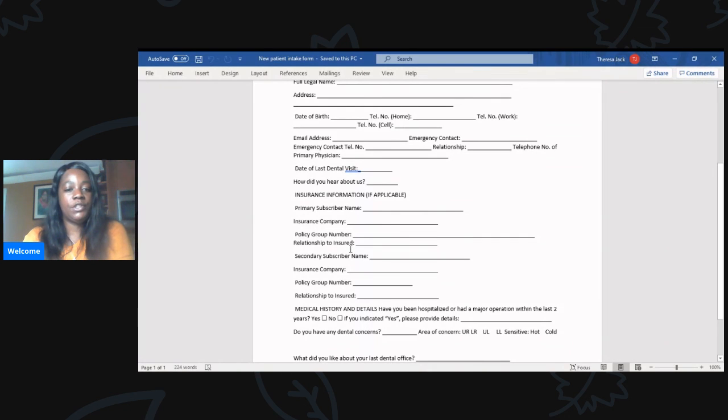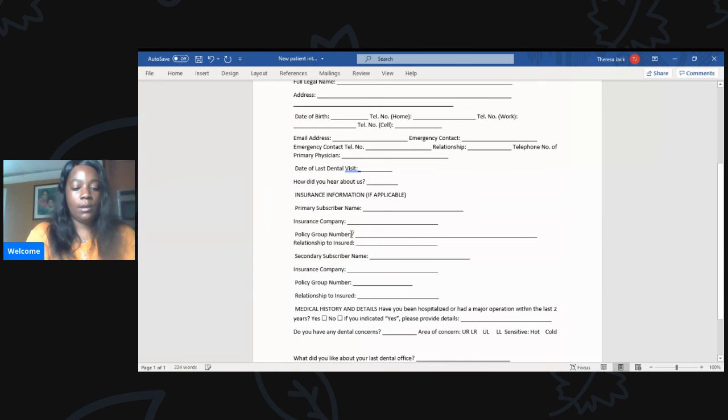The relationship to the insured person, we want to make sure we know what that is. If they have any secondary insurances, you also want to know that information too. You also want to make sure that you get the policy ID number, or the subscriber ID number. Along with the group number, you want to make sure that you get the subscriber ID number.